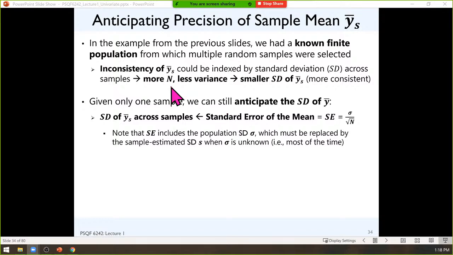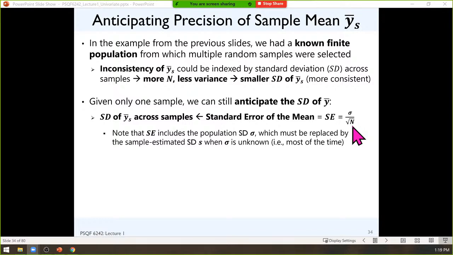Turns out people way smarter than me used math and figured this out already. We don't have to. We can believe. We can anticipate the wiggle of any one sample mean around a population mean with a value what's known as the standard error. So standard error of the mean is the same thing as the expected standard deviation of the sample mean across samples. It's computed using the population standard deviation divided by the square root of the sample size.